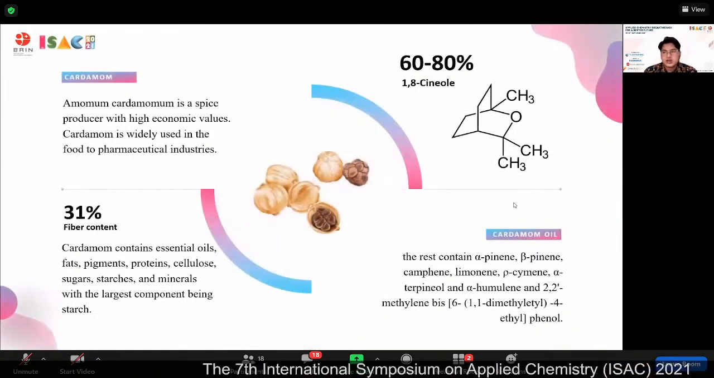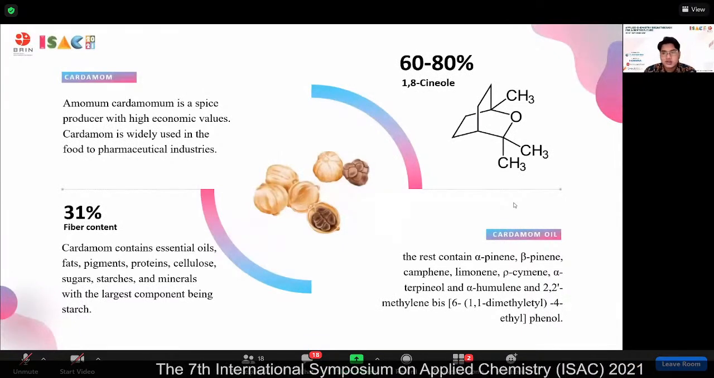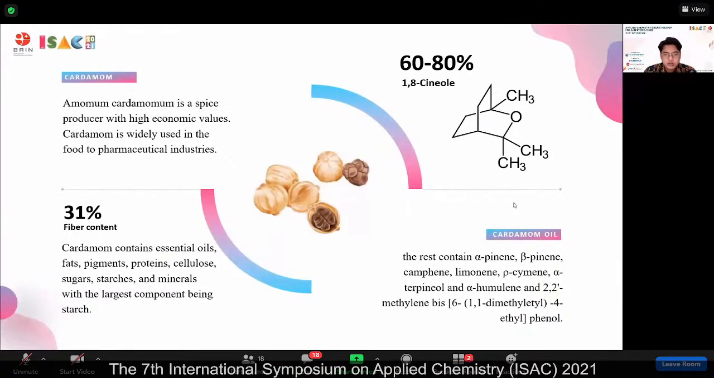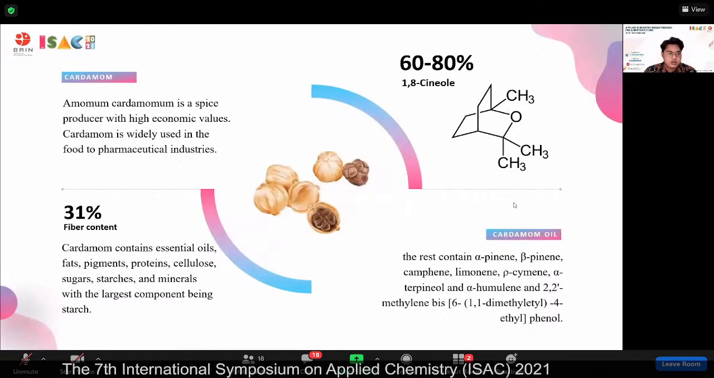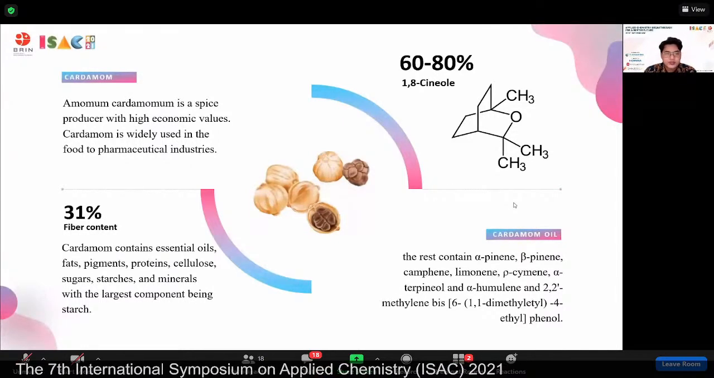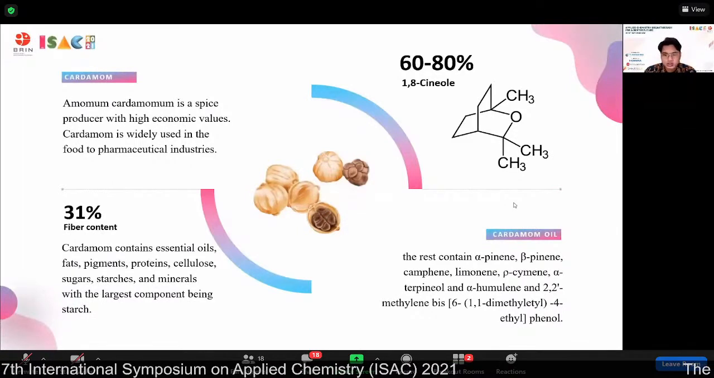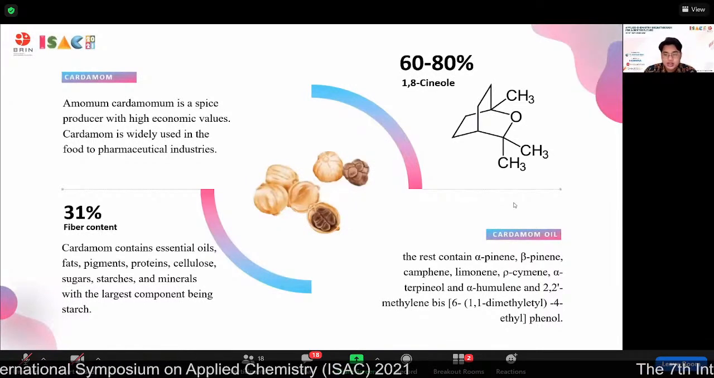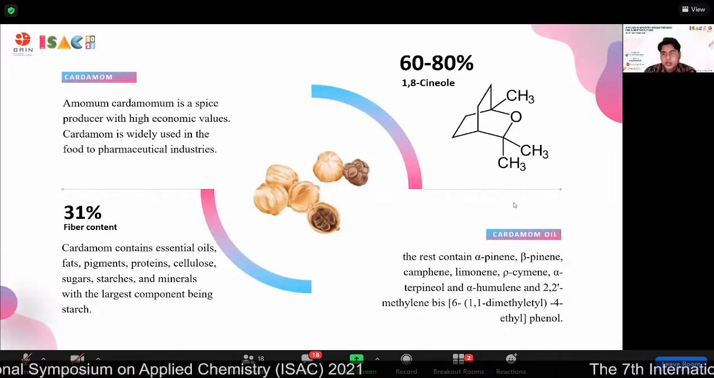Cardamom is one of the most well-known spices in the world. Cardamom has high economic value and is widely used from food to pharmaceutical industries. Not only essential oils, cardamom contains a lot of components like fat, pigment, protein, cellulose, sugars, starch, and minerals. Cardamom has approximately 31% of fiber content in its skin. Essential oil contains 60 to 80% of cineol, and the rest contain alpha-pinene, beta-pinene, and many other components.